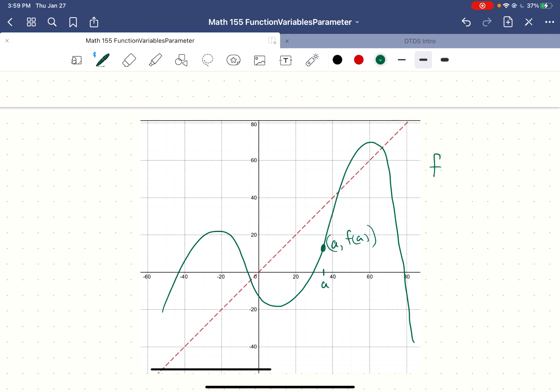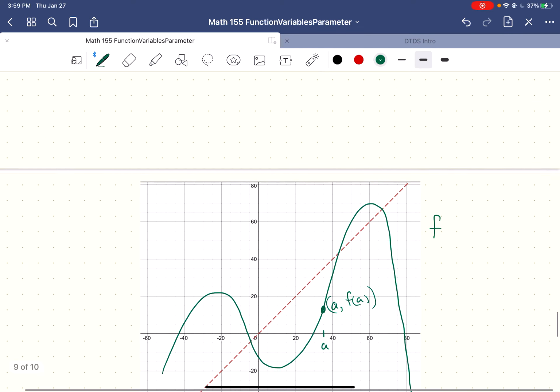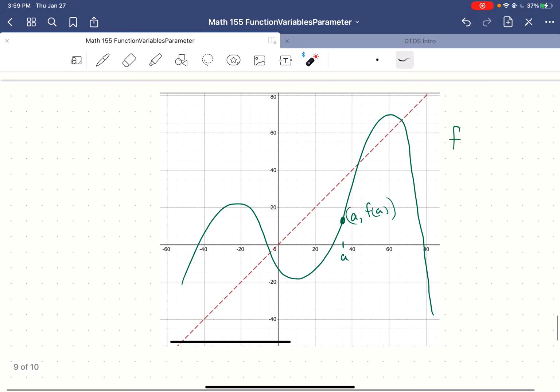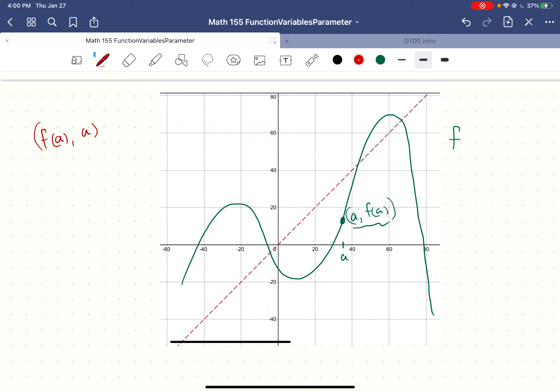Now, similar to this table up here, instead of thinking of x as my input and y as my output, if I want to think of y as my input and x as my output, I can produce a graph that does that by just switching these pairs, these numbers here. So if instead, this might seem a little weird, but instead of graphing all the points that look like this, if I were to graph all the points that look like f of a comma a, so you know what, here, let's just do it with an explicit example.